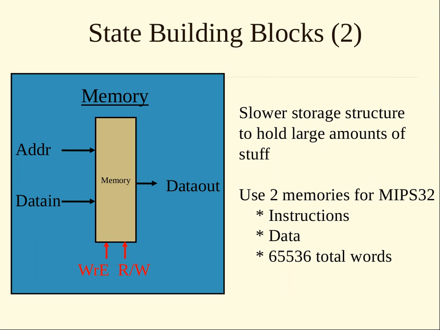Memory. This is somewhat intuitive. The address you want to write to, the data coming in, probably 32. I think it says data in. Write enable: are we writing to it, and then are we reading?